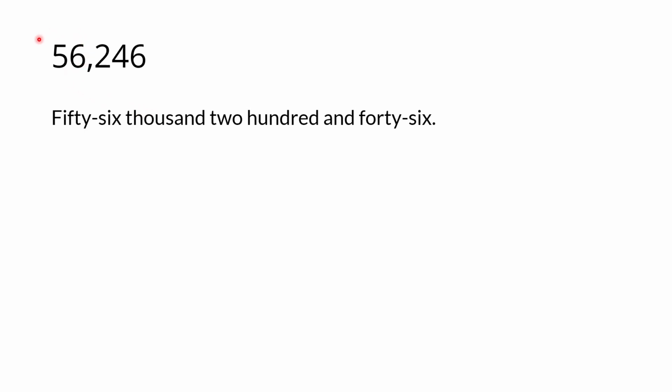So here 56,000. Then we have the comma. Then 200 is here, and 46. So the and 46 is here. So again, when we have hundreds, we always follow that by and if there's a value afterwards. If this was just 56,200, we wouldn't have the and bit.